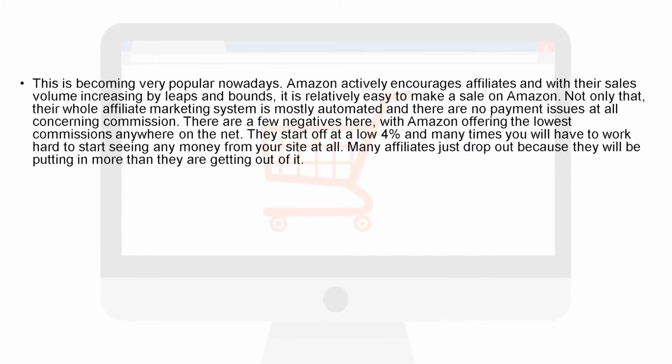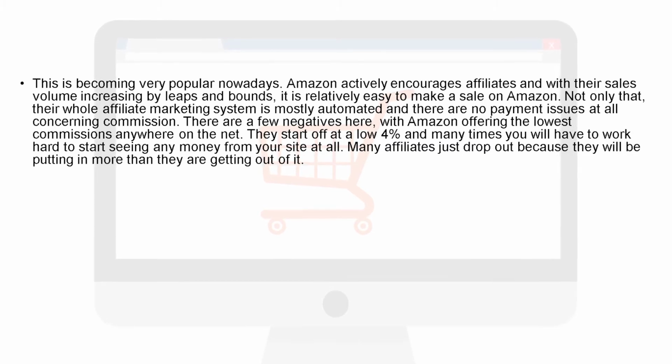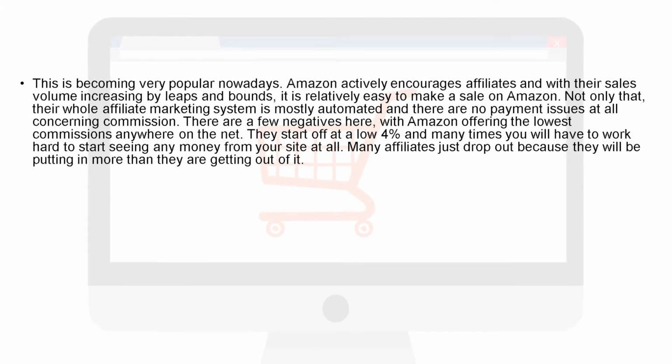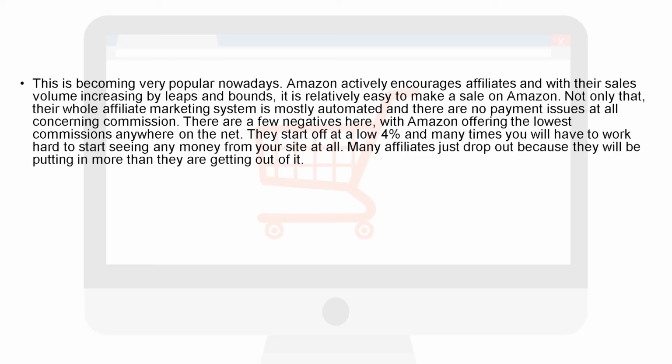They start off as low as 4%, and many times you will have to work hard to start seeing any money from your sites at all. Many affiliates drop out because they will be putting in more than they're getting out. Usually, on the ClickBank and Warrior Plus sites, you get commissions anywhere from 30 to 50% or more, depending on the product that you're selling. So this is why I like to promote affiliate products from ClickBank and Warrior Plus.